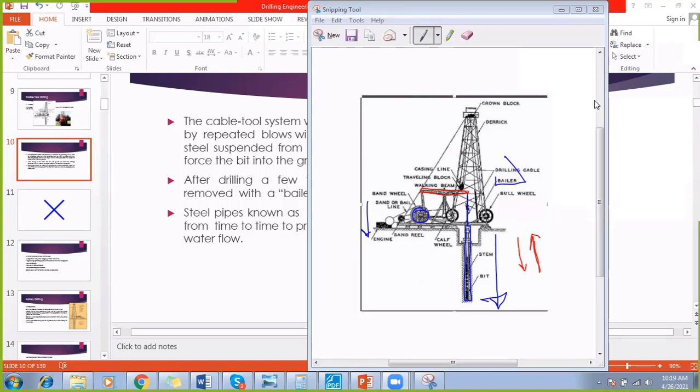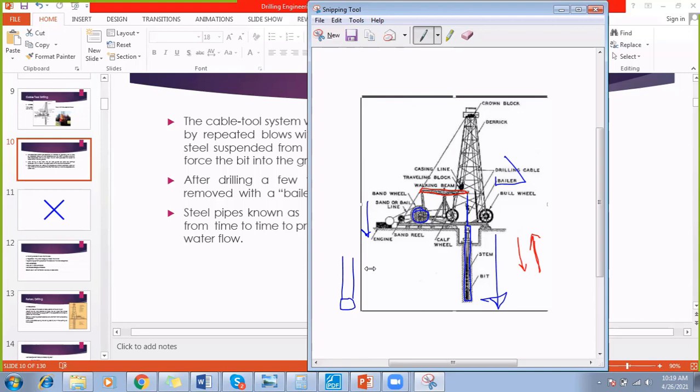So we were discussing cable tool drilling, and I was explaining the working of the walking beam. The walking beam is a component that is used to lower or to raise the assembly that is present in the borehole. So here you can see it is a baler. So what actually is the baler? A baler is a hollow pipe that has a valve at the end. It is used to remove the cuttings from the subsurface.